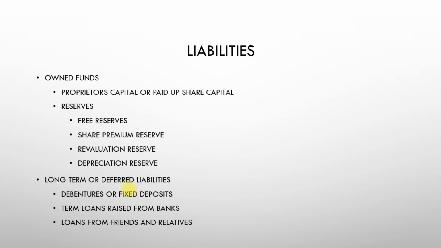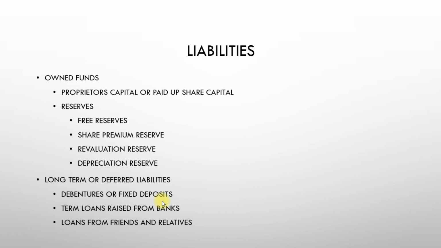General reserve, which is part of profit retained in the business, is according to a policy. So this completes reserves and basically completes owned funds as liabilities. Next is long-term or deferred liability.